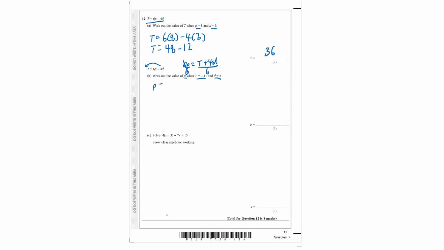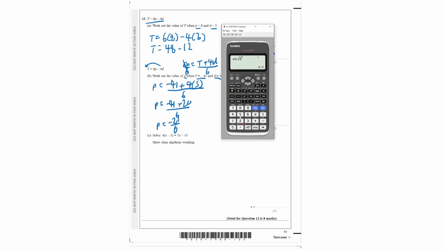We have p is equal to t, so that's negative 41, plus 4 times d, which is 5, then divided by 6. p is equal to negative 41 plus 4 times 5, that's 20, divided by 6. p is equal to negative 41 plus 20 is negative 21, and we divide this by 6. We can use our calculator here. Negative 21 divided by 6 gives us negative 3.5.